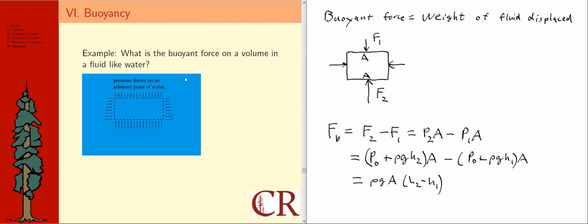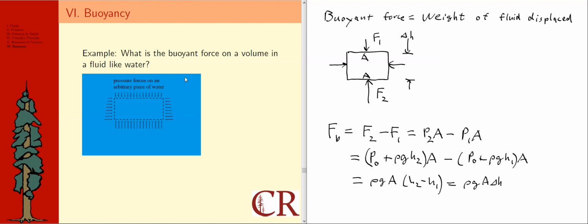h2 was the lower, deeper depth, so it would be a larger numerical value in some unit of length, maybe meters. And then h1 would correspond to the depth at the top here. But maybe I could rewrite this simply as rho g A delta h. And that delta h really represents just the height of the arbitrary box of water that I've drawn. So that's what delta h is right there.